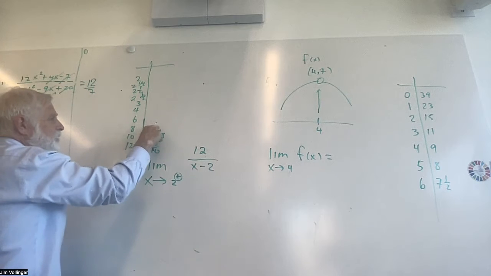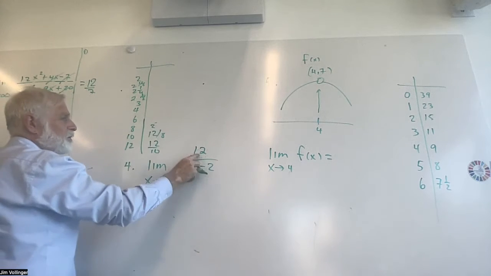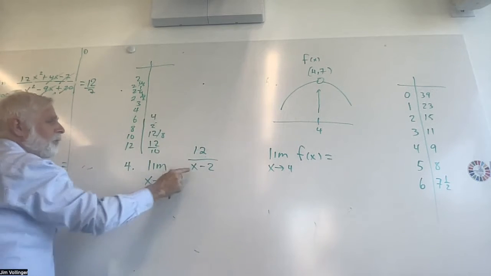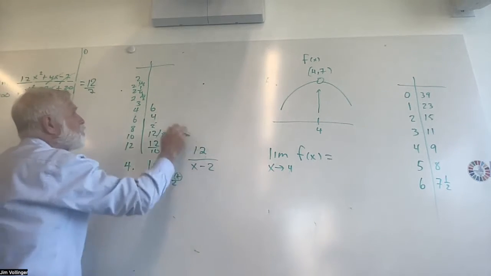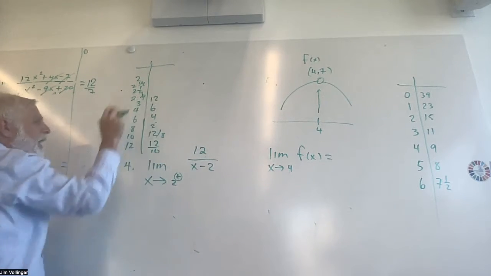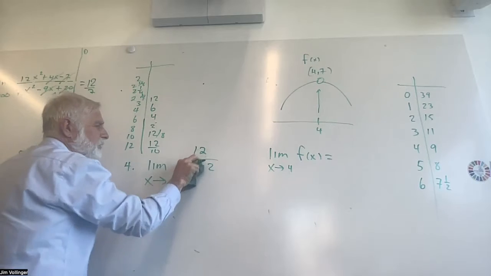So we put a 6 in. 6 minus 2 is 4, goes into 12, 3. We put a 4 in. 4 minus 2 is 2, 6, we put a 3 in. 12, we put a 2.5 in, 2.5. Let's start here with 2.5.